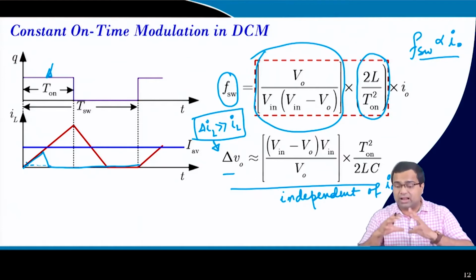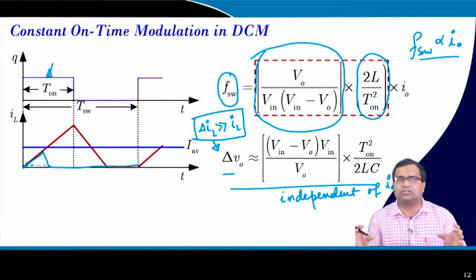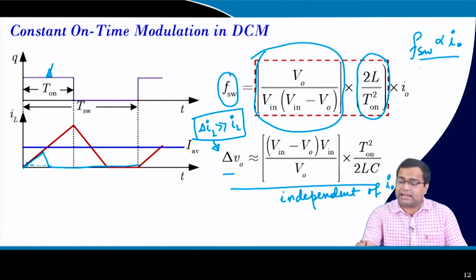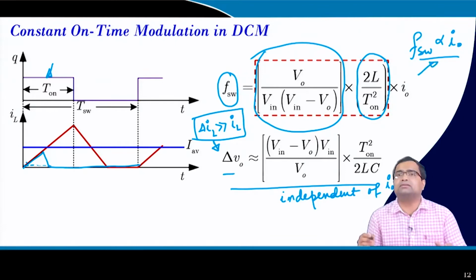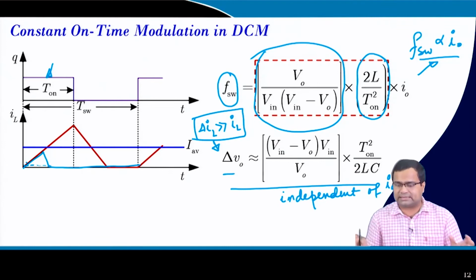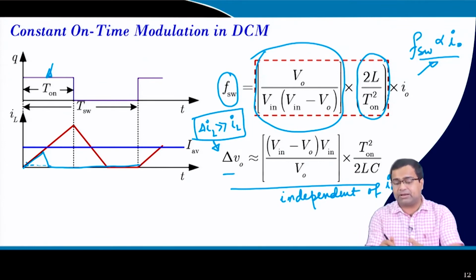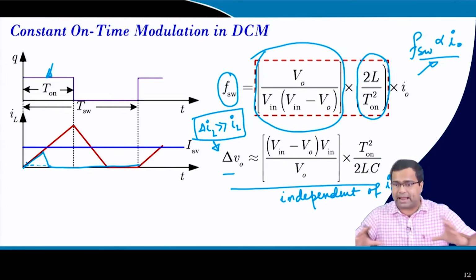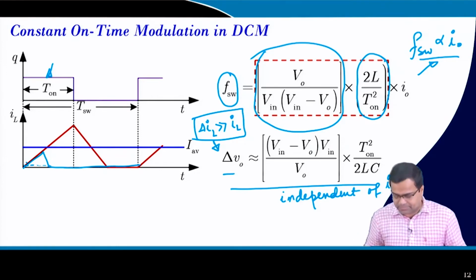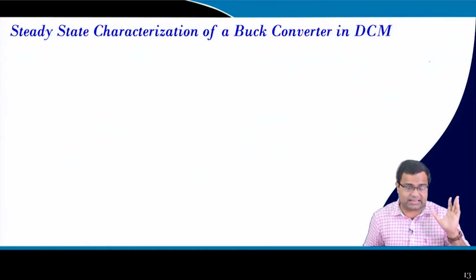That means under light load condition, if you maintain the constant on time, you get the benefit of high efficiency by reducing switching frequency when the load current decreases. At the same time, you keep the voltage ripple within the band because the voltage ripple is not changing. Okay, and we will see this in the simulation case study.